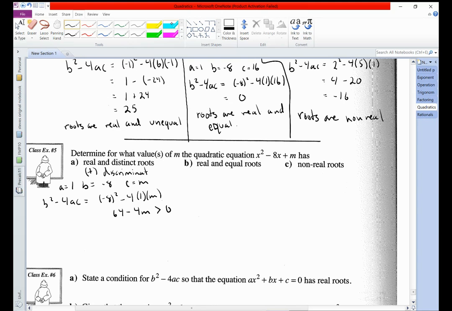When you do this, you just pretend this is an equal sign. So you do algebra just like that's an equal sign. In this case, we are going to subtract 64 from both sides. And then we're left with -4m greater than -64. Divide by -4. And now we have m has to be greater than -64 divided by -4 is 16.